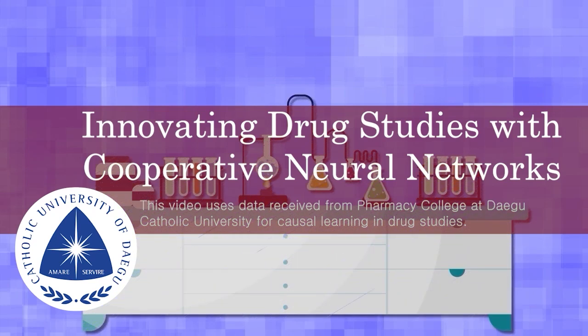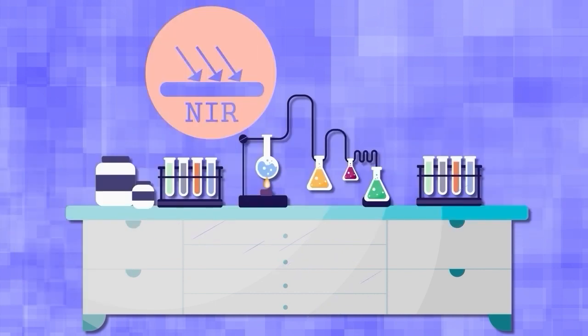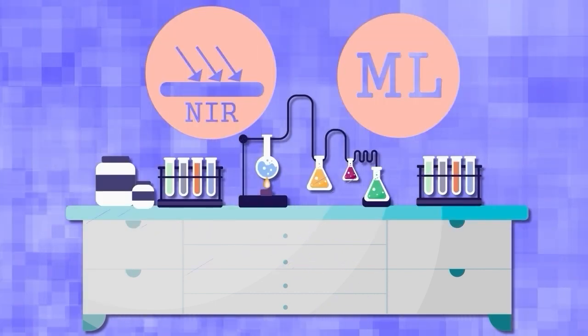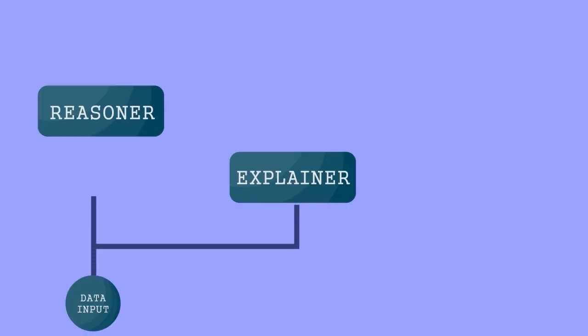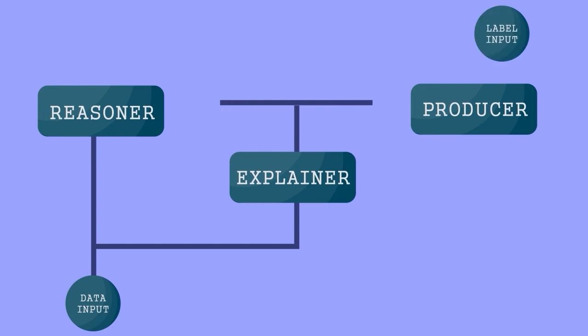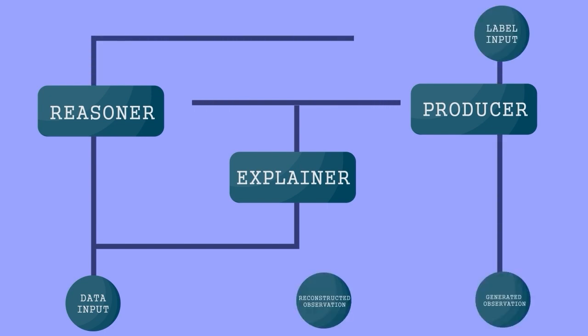Hello, science enthusiasts. Today, we're venturing into a world where near-infrared spectroscopy meets machine learning. Here, 3 neural networks team up to decode the complex light spectrum in chemistry, helping us predict the composition of a drug. Our journey begins with the explainer network.